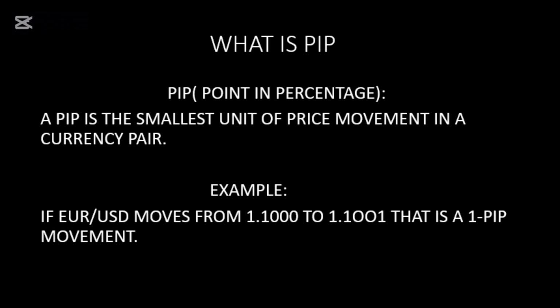So for example, if Euro USD moves from 1.1000 to 1.1001, that is a 1 pip movement. That's how we measure it. Price movement is measured in pip. So for this example, it is a 1 pip movement.